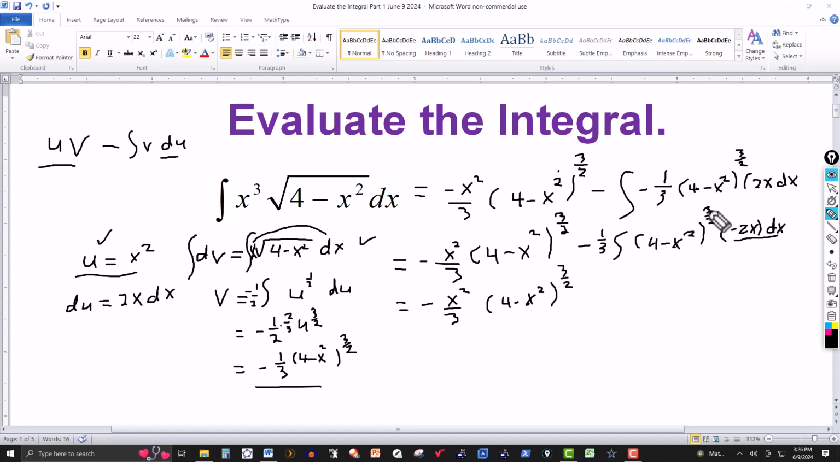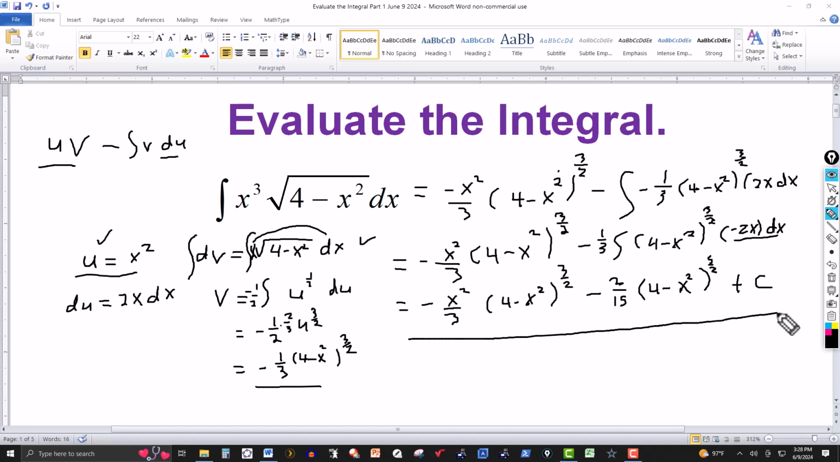So again, what do I do here? Add 1 to the 3/2. That gives me 5/2, divide the coefficient, so this will be a minus 2 over 15. And of course this was u, but we went back to the original variable, so this would be 4 minus x squared, and the exponent increased by 1, so this is going to be 5/2. And then you have your constant of integration.